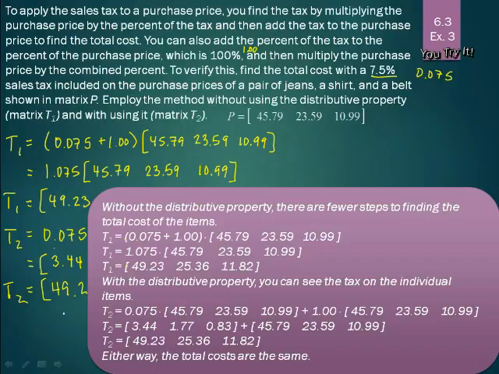With the distributive property, you can see the tax on the individual items. T sub 2 equals 75 thousandths times 45 and 79 hundredths, 23 and 59 hundredths, 10 and 99 hundredths, plus 1 times 45 and 79 hundredths, 23 and 59 hundredths, 10 and 99 hundredths. T sub 2 equals 3 and 44 hundredths, 1 and 77 hundredths, 83 hundredths, plus 45 and 79 hundredths, 23 and 59 hundredths, 10 and 99 hundredths. T sub 2 equals 49 and 23 hundredths, 25 and 36 hundredths, 11 and 82 hundredths. Either way, the total costs are the same.